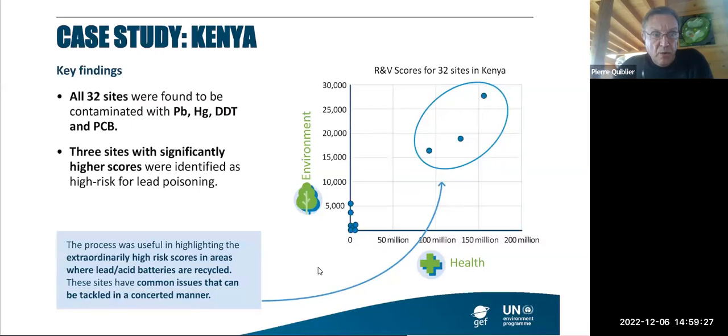And so the key finding is that all the 32 sites were found to be contaminated, and the 3 sites with significantly higher scores were identified as high risk for lead poisoning. So we see here the capacity to prioritize to a certain extent between the 32 sites and the 3. The process was useful in highlighting the extraordinarily high risk scores in areas where lead acid batteries are recycled. These sites have common issues that can be tackled in a concerted manner. So that is how we already see the usefulness of the first calculators on vulnerability and impact. Next, please.